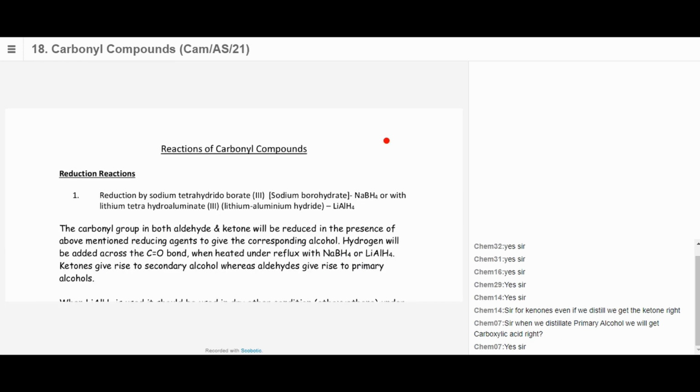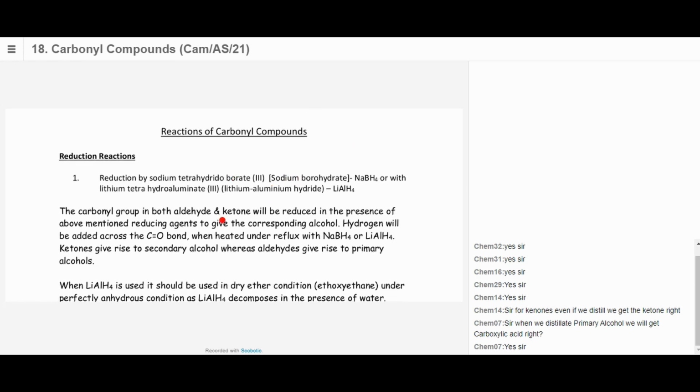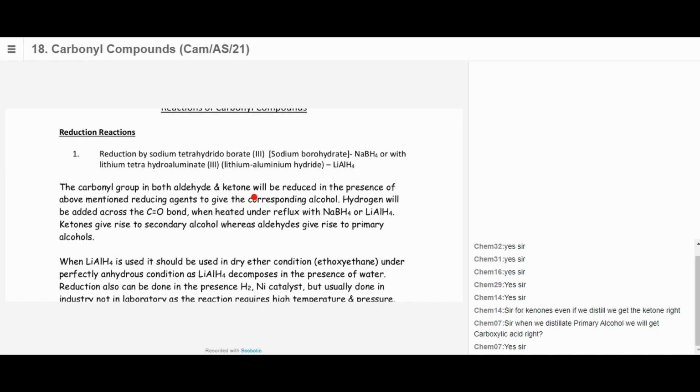Okay. So let's look at the reactions of carbonyl compounds, the aldehydes and ketones. The first reaction is a reduction reaction. We know the aldehyde is produced as a result of the oxidation of primary alcohols, and ketones are produced as a result of oxidation of secondary alcohol. So reduction is the opposite of oxidation.